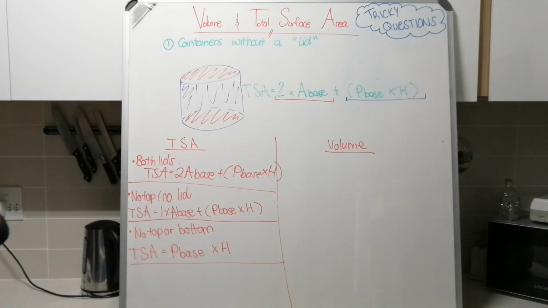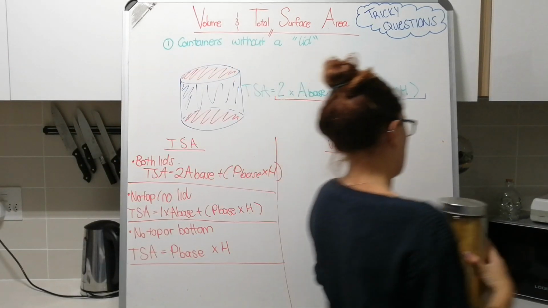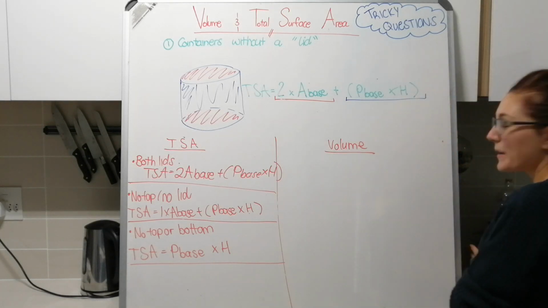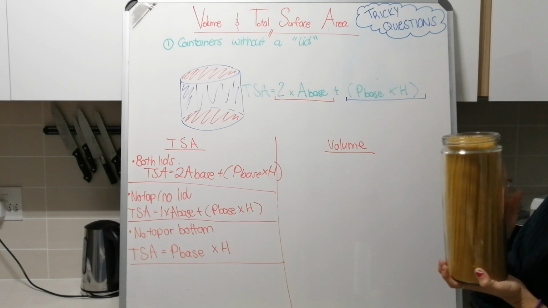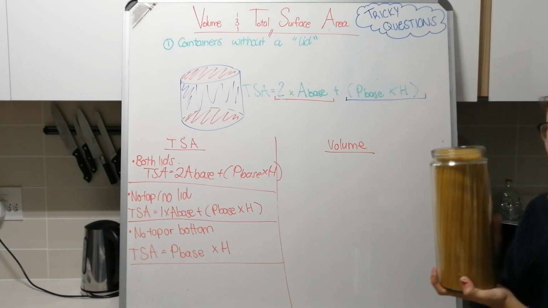Okay, now if we look at volume, remember what total surface area and volume actually mean, hey? So total surface area is basically referring to the space, the area of the outside.